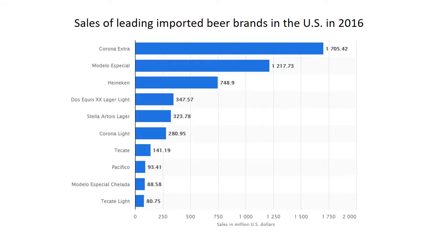So how well have the Corona ads worked? Well, Corona is the #1 imported beer in the US and the 5th best-selling beer overall. It recently made Forbes' most valuable brand list, coming in at number 81 with a brand value of over $7.5 billion. So I would say that the classical conditioning that they've employed has worked very well for the company.